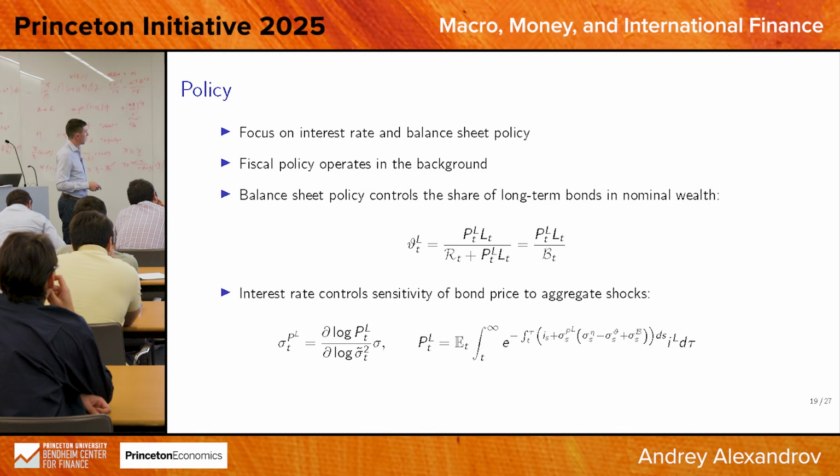I'm not sure if we should talk about this, but the idea is that if you cut the short-term interest rate, your nominal price of a long-term bond is going to appreciate, and that's going to determine the volatility of this long-term bond price, and that's going to be determined by how your short-term interest rate reacts to shocks. So going forward, what we're going to be thinking about is you do interest rate policy to control sigma PL, you do balance sheet policy to control var theta L, to control the shares.